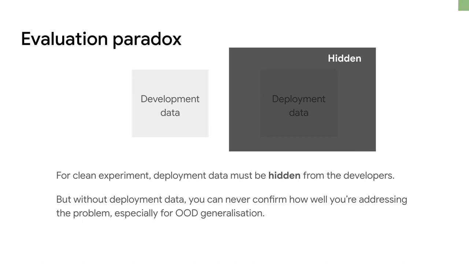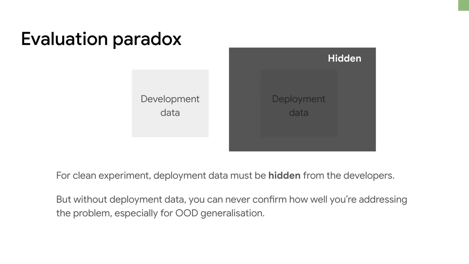So there is development data and there's deployment data. And the deployment data should be hidden, right? Otherwise, sometimes it's hard to simulate some of the settings. So for clean experiments, you have to separate them. But the paradox is that if you don't have the deployment data, how can you measure whether the model is going to be doing all right in this new deployment scenario?